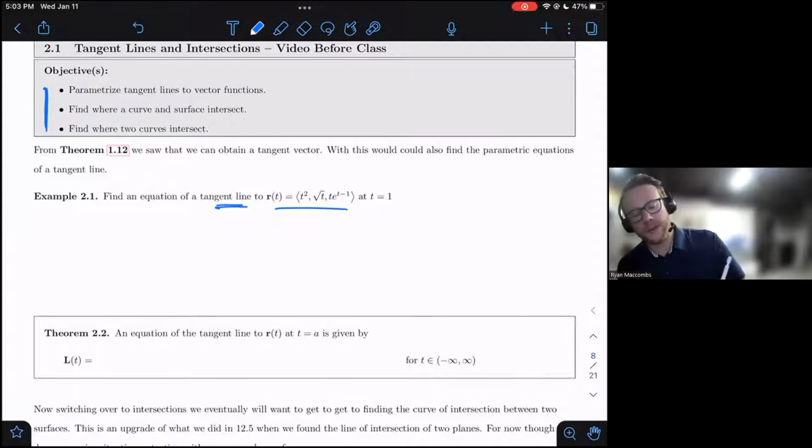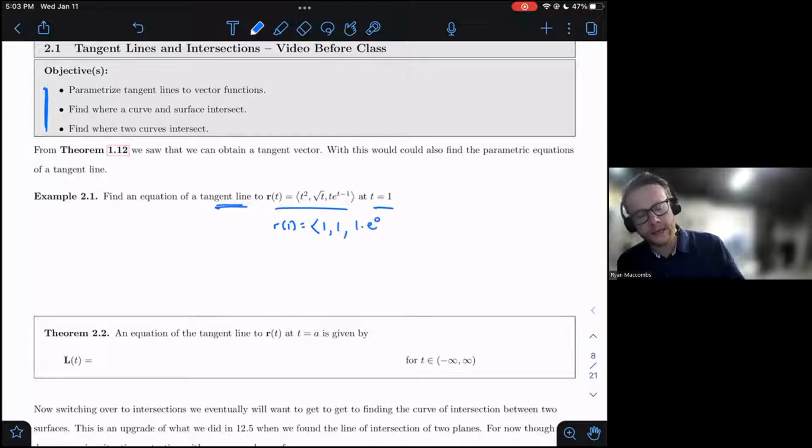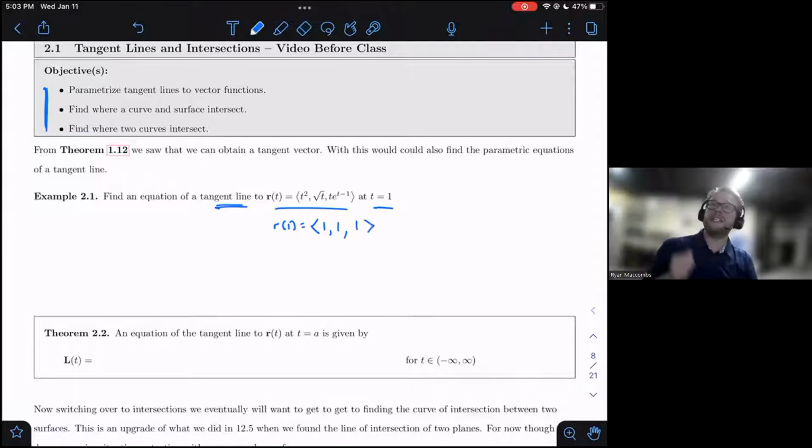And so luckily, because we have a specified time, we can plug that in, that special time, t equals 1, into this. And let's see, 1 squared is going to be 1, square root of 1 is going to be 1, and then we're going to have 1 times e to the 0. And we can verify in our calculator, or maybe just remember the rules of exponents, that anything to the 0th power is 1. So this is really 1 times 1, which is just going to be equal to 1. So we have the special point: at t equals 1, the point is (1, 1, 1).